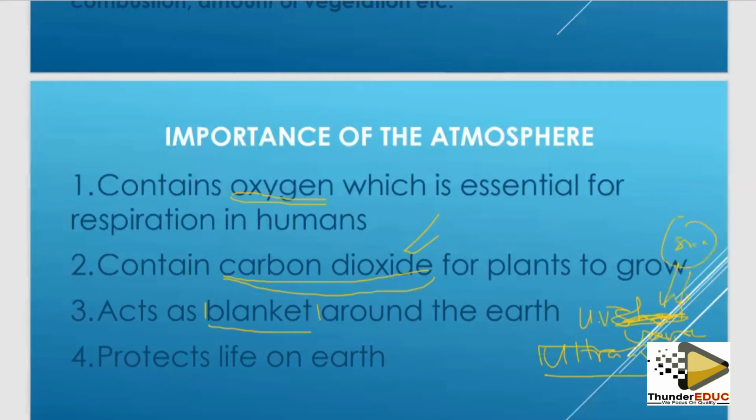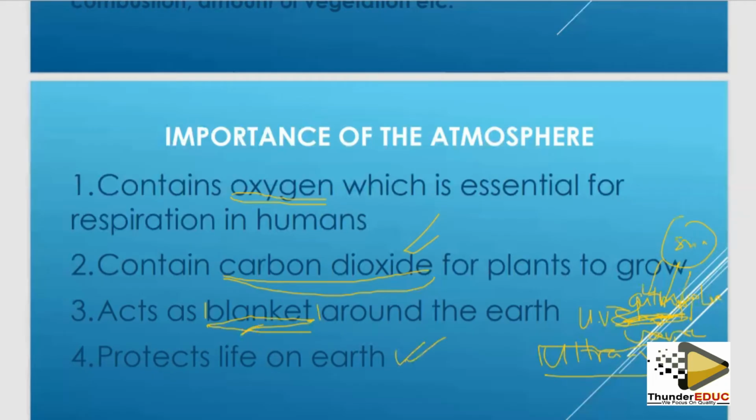The sun will be producing high levels of radiation, which will tend to affect life on the Earth's surface. But because the atmosphere is there, it will filter the impact of those UV rays to protect us on the Earth. That is why we are saying it acts as a blanket. It's a cover which is protecting life on Earth from the dangerous or the harmful effects of the UV rays coming from the sun. Then it also protects life on Earth.